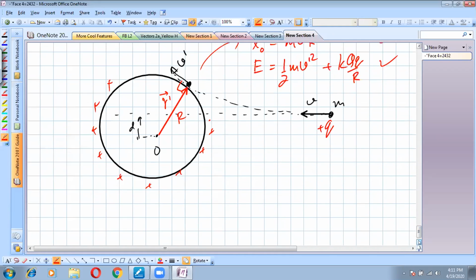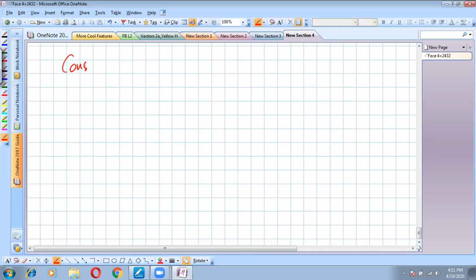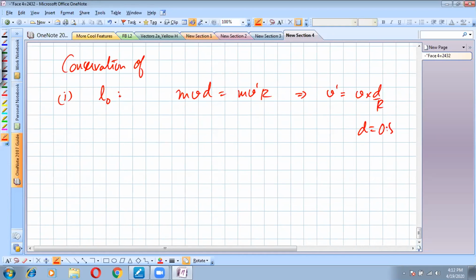So now applying the conservation principles. Angular momentum about O: you can see your mvd should be equal to mv prime r. So you'll realize that v prime is v into d by r. In this case, d was 0.5 millimeter and r was 1 millimeter. So the speed of the particle as it is grazing is actually half of the initial speed. And secondly, apply the energy conservation.